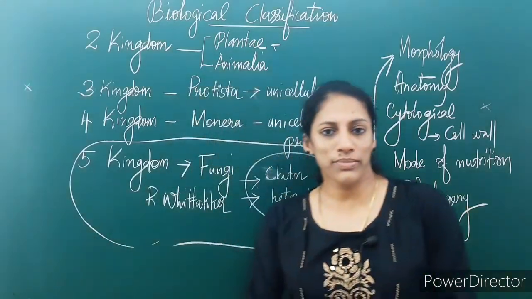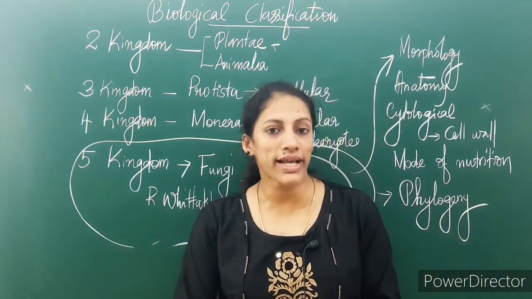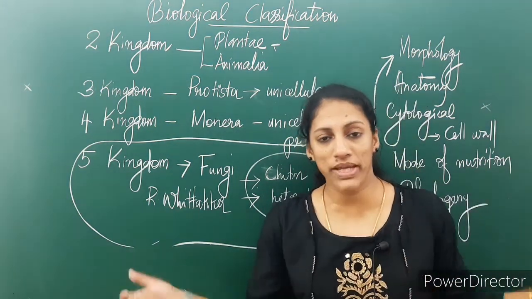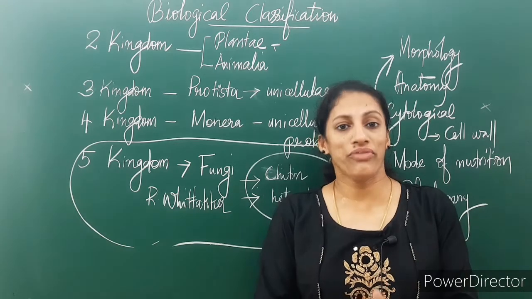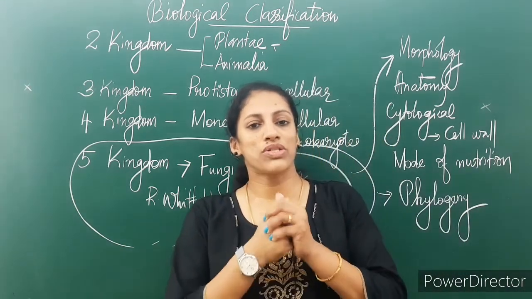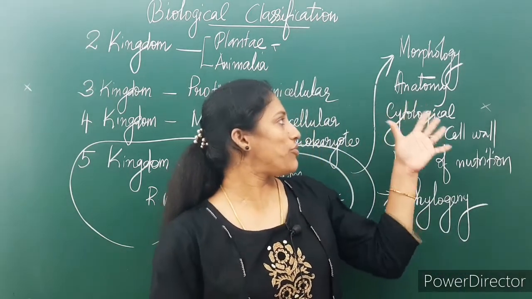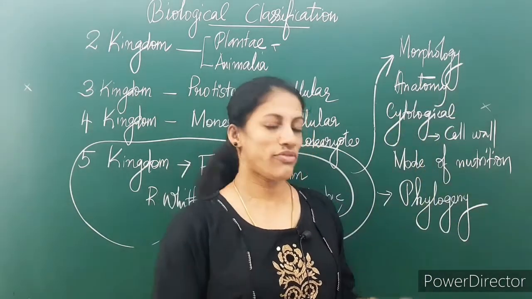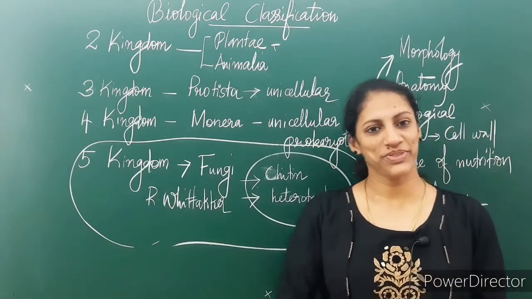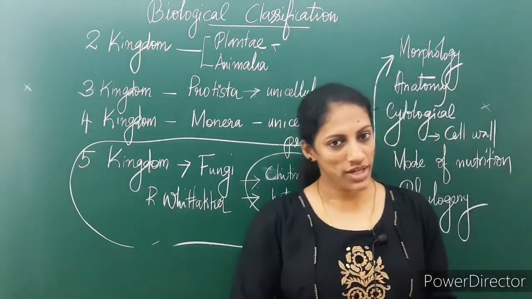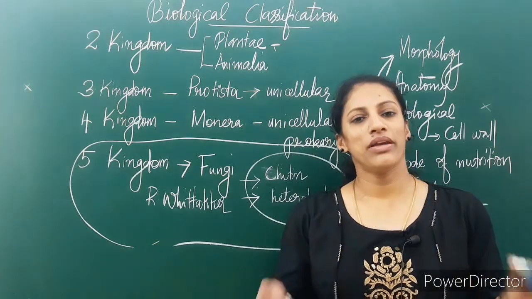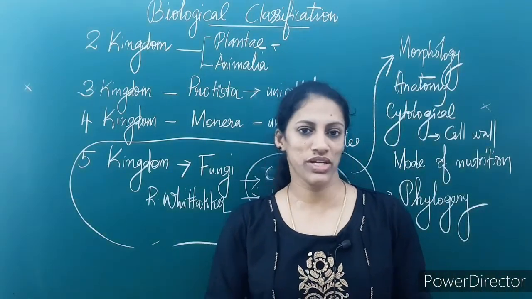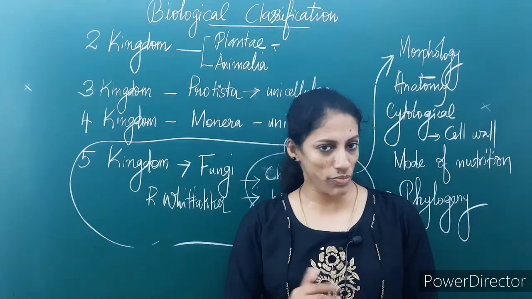So the five kingdom classification is more or less accepted even now, because it separated the complete organisms in the universe under five kingdoms, considering almost all features like morphology, anatomy, embryology, cytology, mode of nutrition, and phylogenetic relations. Your textbook starts with the various types of classification, which we have already discussed in our previous class.